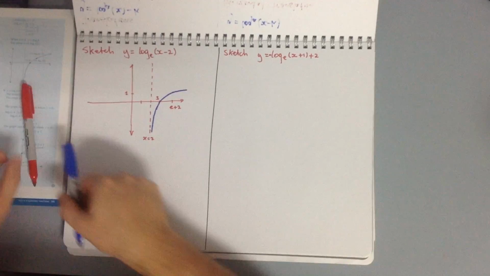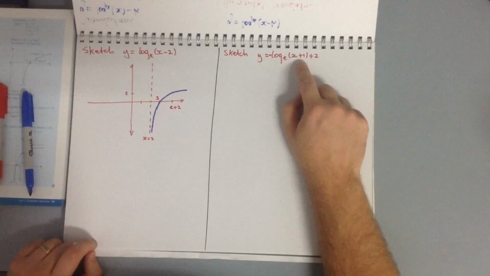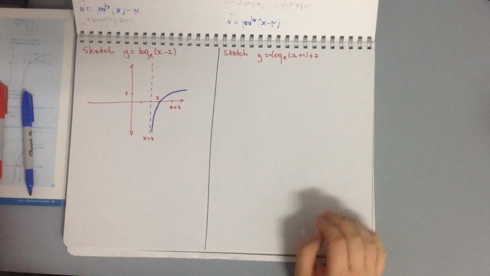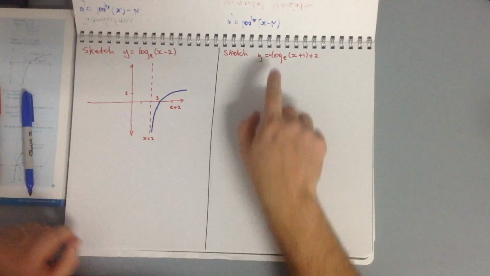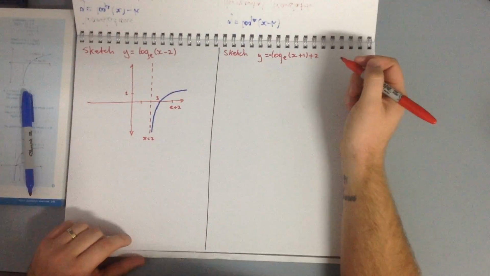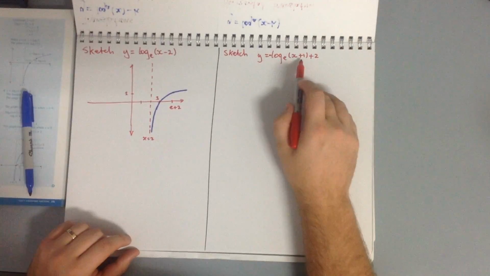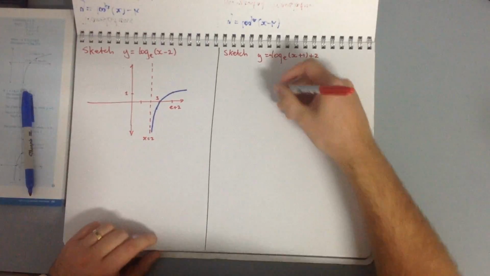If we're going to sketch this next one, we have y equals negative log to the base e of x plus 1, plus 2. So we've got a reflection as well as our translations. Because of the negative at the front, we have a reflection in the x-axis. It's outside our bracket, so that's a reflection in the x-axis. We're also going to move it to the left by 1, because we're positive, and up by 2.